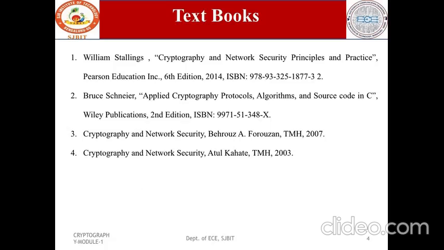The textbook to be referred for this module is Cryptography and Network Security: Principles and Practice by William Stallings, Pearson Education, 6th edition.